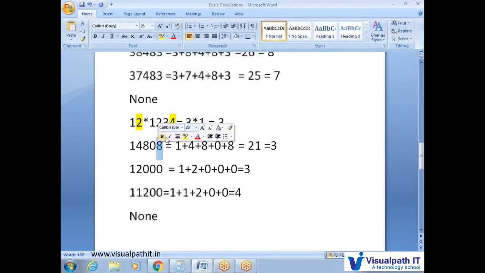14808. Here also the ending value is 8. And here it is 0. So which option is the correct answer? Option A is the correct answer.